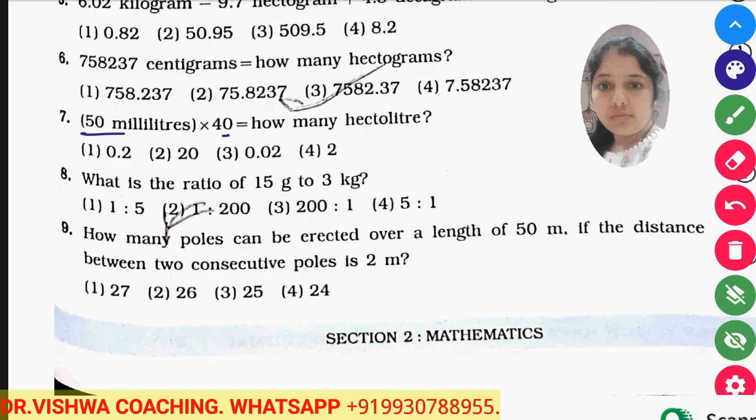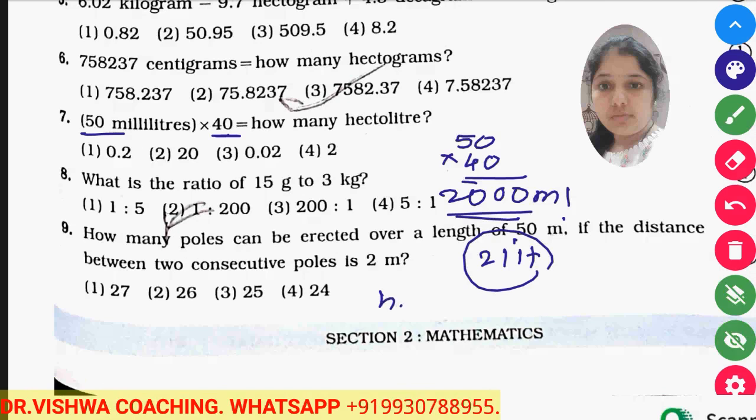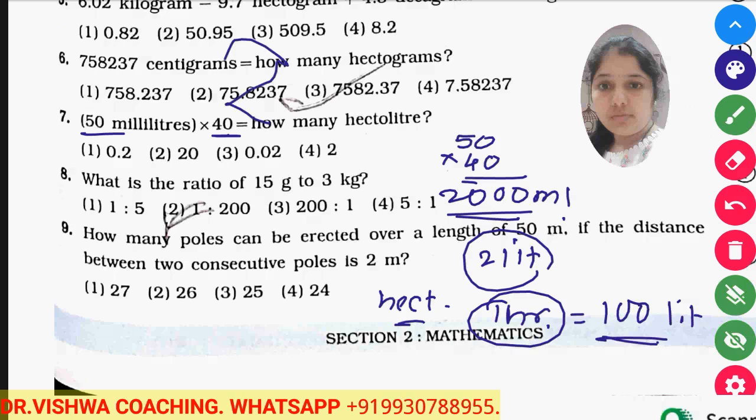Now see, 50 milliliter into 40. So 50 multiplied by 40 is equal to 2000 milliliter. 2000 milliliter is equal to 2 liter. Now hectoliter, 1 hectoliter is equal to how many liter? 1 hectoliter is equal to 100 liter, because decaliter and liter are the 2 units in between hectoliter and liter. Okay, so 1 hectoliter is equal to 100 liter.